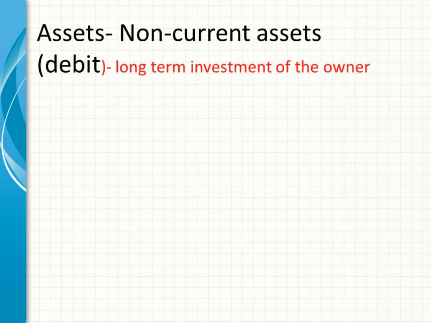And now, for the assets still, we have non-current assets. And also please remember again, the normal balance is debit. So this is the long-term investment of the owner. So beyond 1 year is considered a non-current asset. Within 1 year is considered current assets.